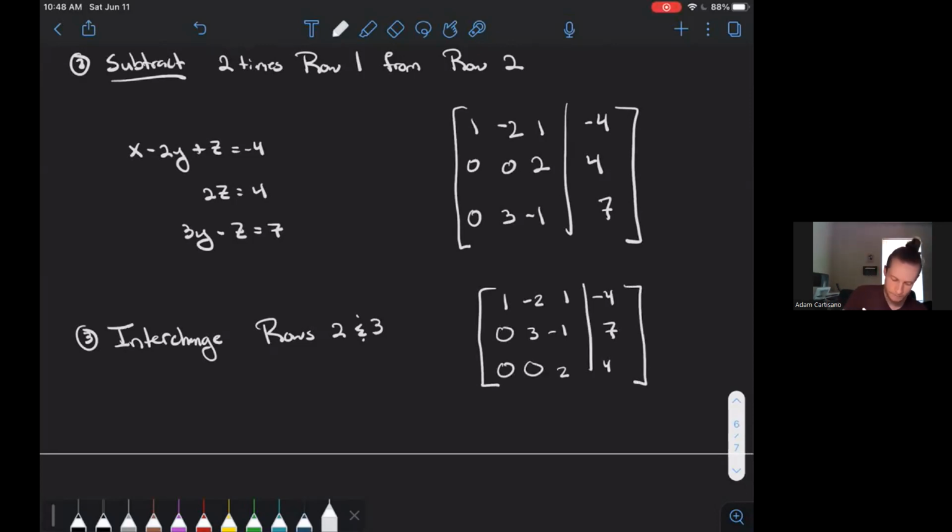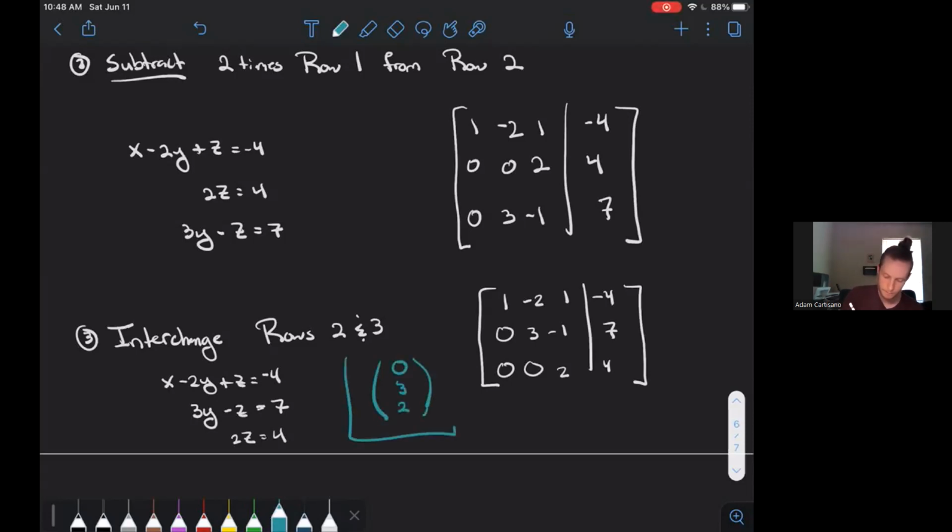As a linear system, it's x minus 2y plus z equals -4, 3y minus z equals 7, and 2z equals 4. And so we've already solved this. It was 0, 3, 2 as our solution set. Now that we've got it in this form, we can do all the back substituting.